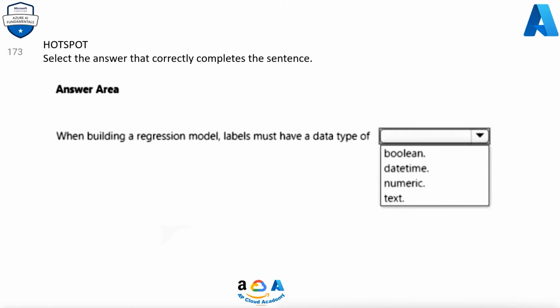173. Select the answer that correctly completes the sentence. When building a regression model, labels must have a data type of. Options are Boolean, datetime, numeric, text. Correct answer is numeric.